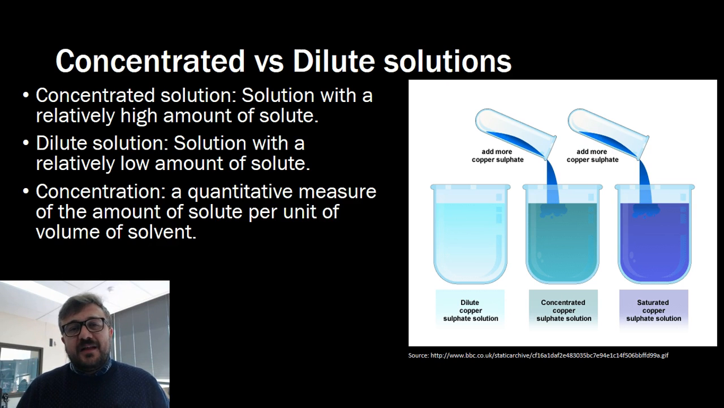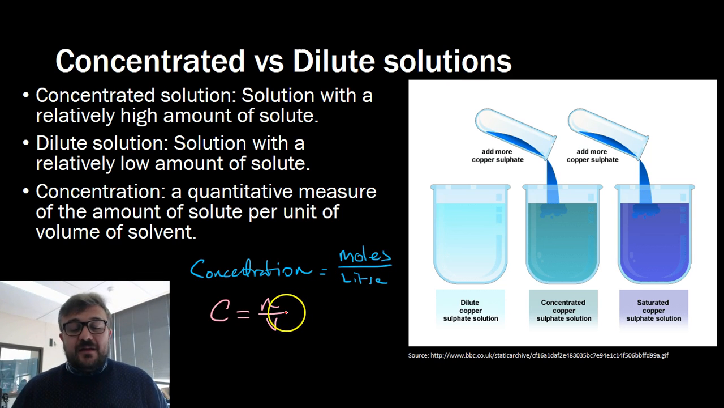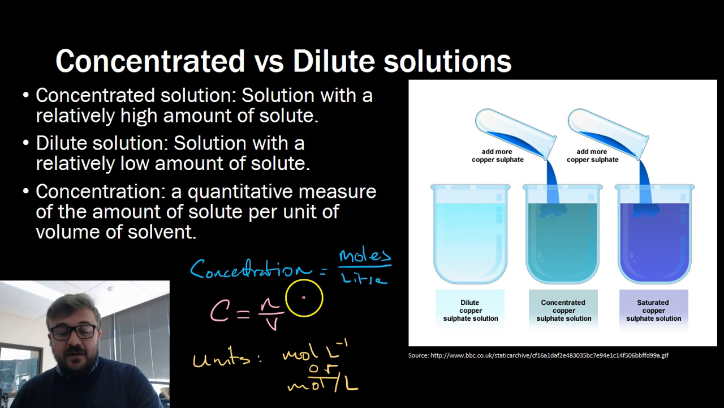And concentration is actually a quantitative measure of how much solute is mixed within the solvent per unit of volume. So in chemistry, we look at this as moles per liter. We find concentration by dividing how many moles we have of a solute by the liters of solution. Our formula looks like this: concentration equals n, for moles, over V. And the units are moles per liter, or moles divided by liters.